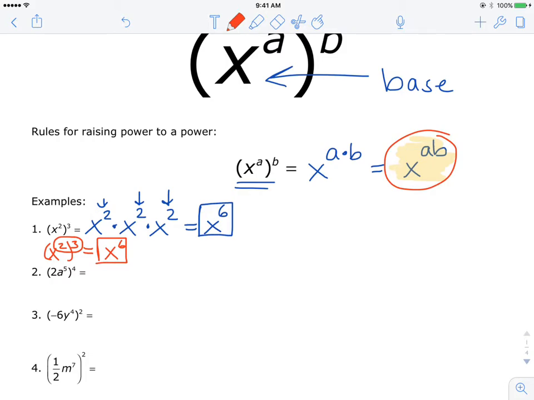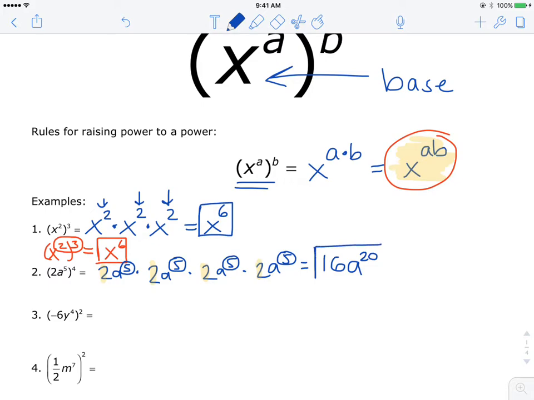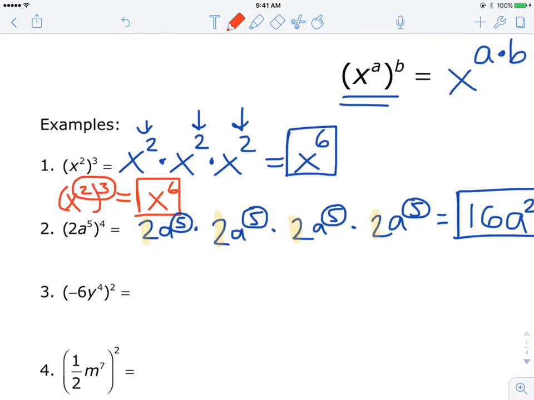All right, on problem 2, if we do it how we used to do things, we would write 2a to the 5th times 2a to the 5th times 2a to the 5th times 2a to the 5th, right? And now we've got all these 2's in the front. So 2 times 2 times 2 times 2 is going to give us 16a. And then we get to add up all of these exponents. 5 plus 5 plus 5 plus 5 is 20. So 16a to the power of 20. And this is the correct answer. But our new rule, our power rule, lets us solve this in a slightly different way.